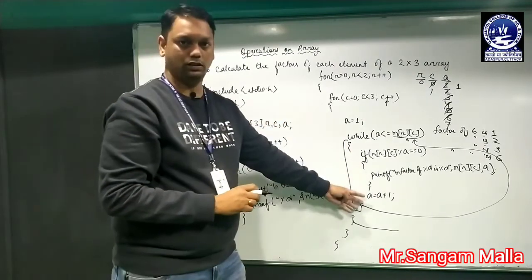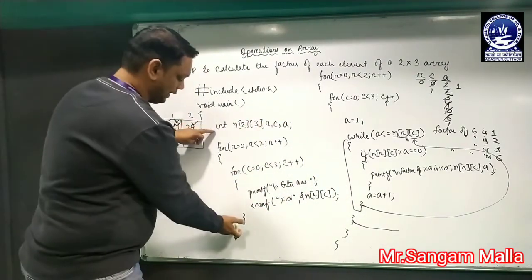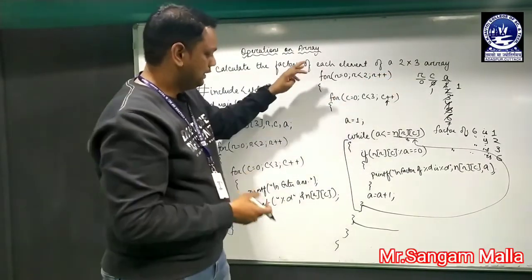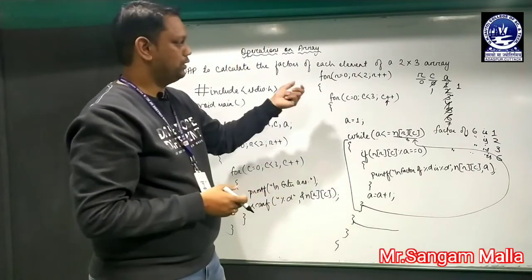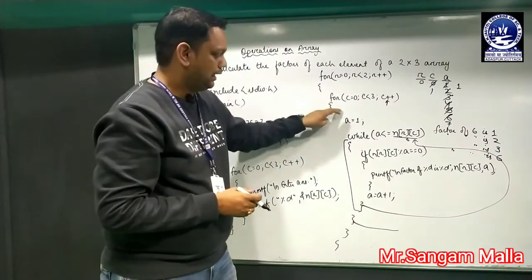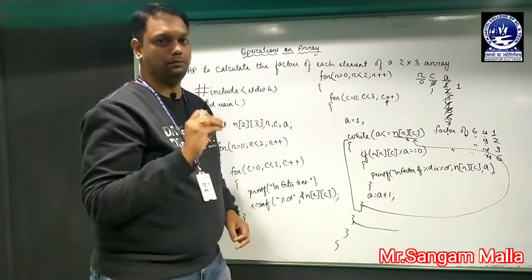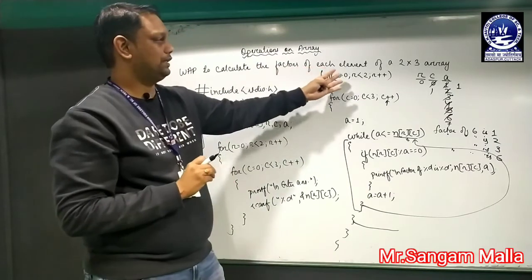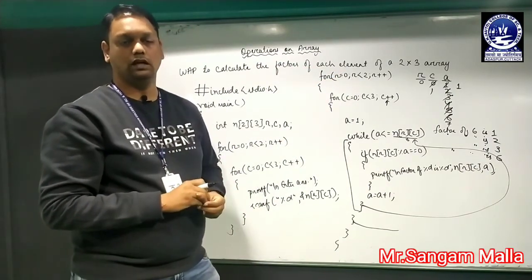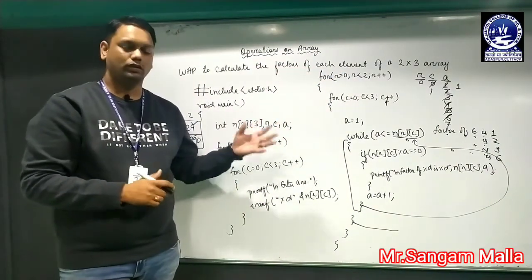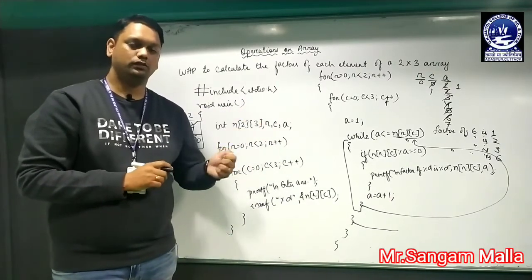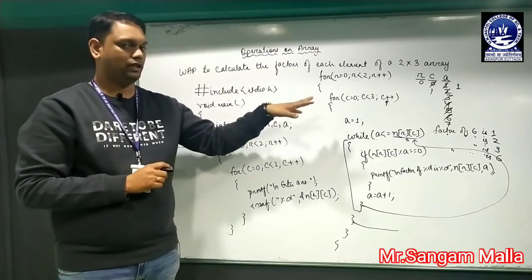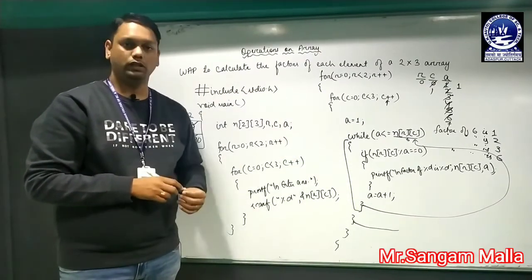it will be printed over here. So this program contains accepting the values from the user into a 2 cross 3 array, and this loop is responsible for extracting each element from the array and calculating the factor of each element of a 2 cross 3 array. So this is all about calculating the factors of each element of a 2 cross 3 array. So I hope you have understood how to calculate or how to extract the elements from a 1D array and 2D array, and how to calculate the factorial of a 1D array and the factors in a 2D array.